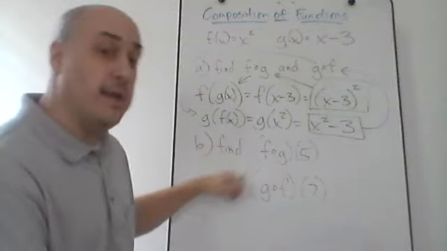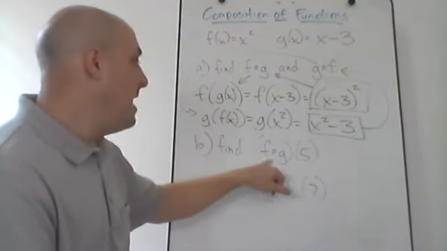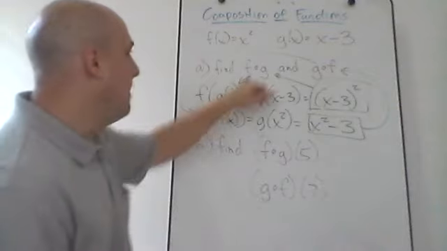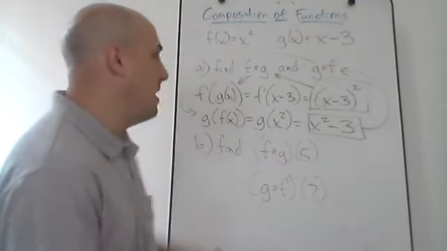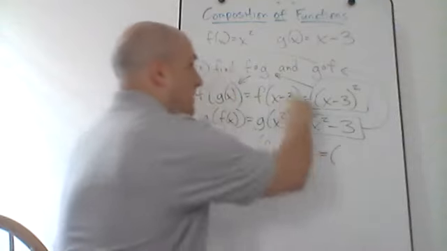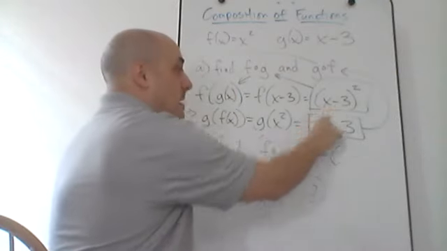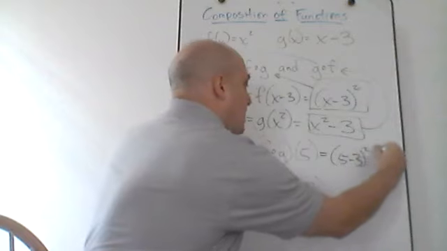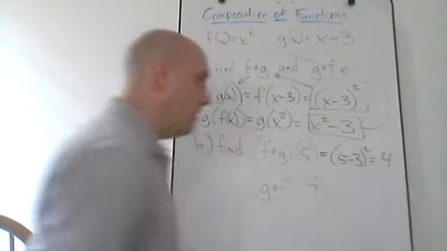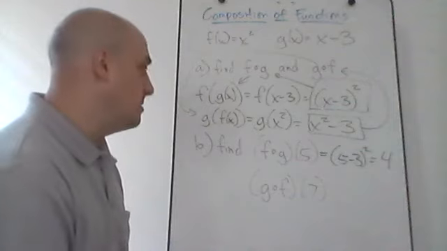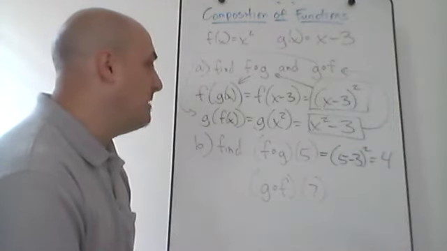Now, if we evaluate a composition of functions, find f of g of 5. Well, my f of g function was this one here, (x minus 3) squared. So for this f of g, this composition I made, in place of the x, I put the 5. So it's going to be (5 minus 3) squared, which is 2 squared, which equals 4. Right? 5 minus 3 is 2, and then 2 squared gives me 4. So f of g of 5 equals 4.